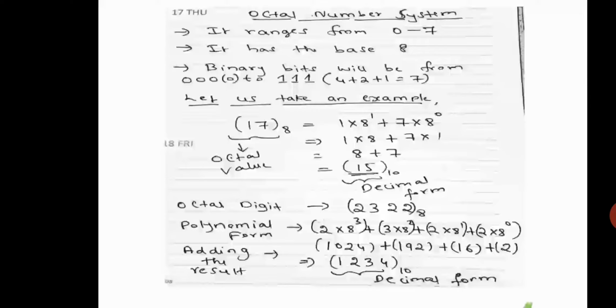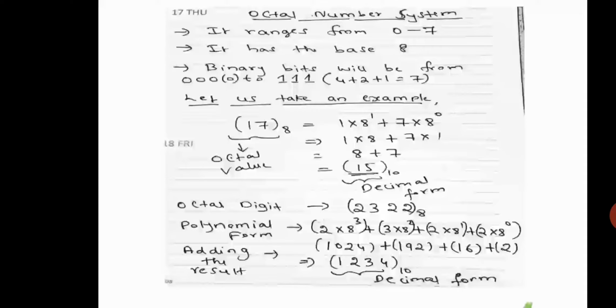So in octal also, they have given the third point as binary bits will be from 000 to 111. Okay, see what is 111? I have given in the brackets, 111 is nothing but 4 plus 2 plus 1. How I got 4? 2 to the power 2, isn't it? What is 2? 2 to the power 1. What is 1? 2 to the power 0. So everything is position. You have to think in positional way. Everything is position. You have to consider all the numbers based on that position.